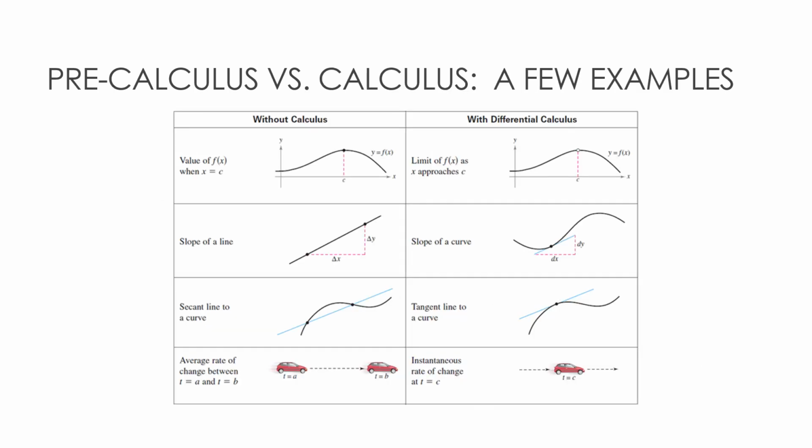So here's just a few examples. This is straight out of your textbook of the difference between calculus and pre-calculus. So for instance, with pre-calculus, we're looking at a specific value at a specific point in time, but with calculus, we can take a look at a limit as we approach a certain value. Same thing with slope or secant curve, etc. So you get the idea that we're looking at change rather than static values.